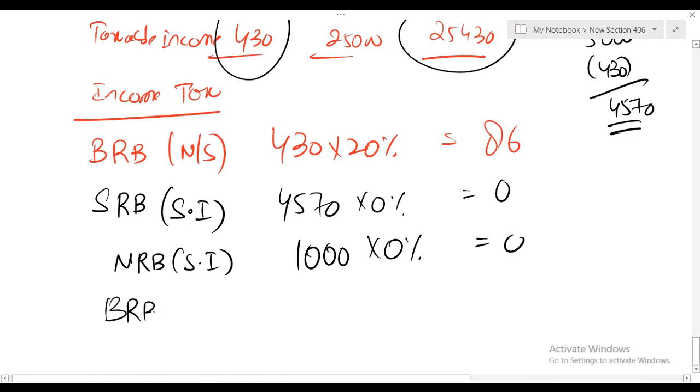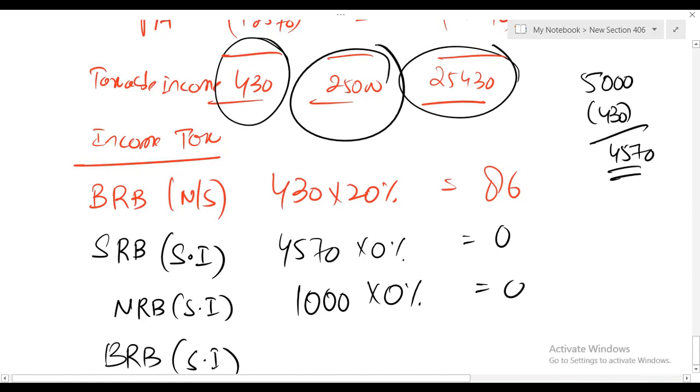Basic rate band saving income. The amount of the saving income is 25,000. Out of this 25,000, dear student, we have already taxed 4,570 in starting rate band and 1,000 in nil rate band. So remaining, whatever is left, falls in basic rate band because Mr. X is not having even the total income higher than 37,700.